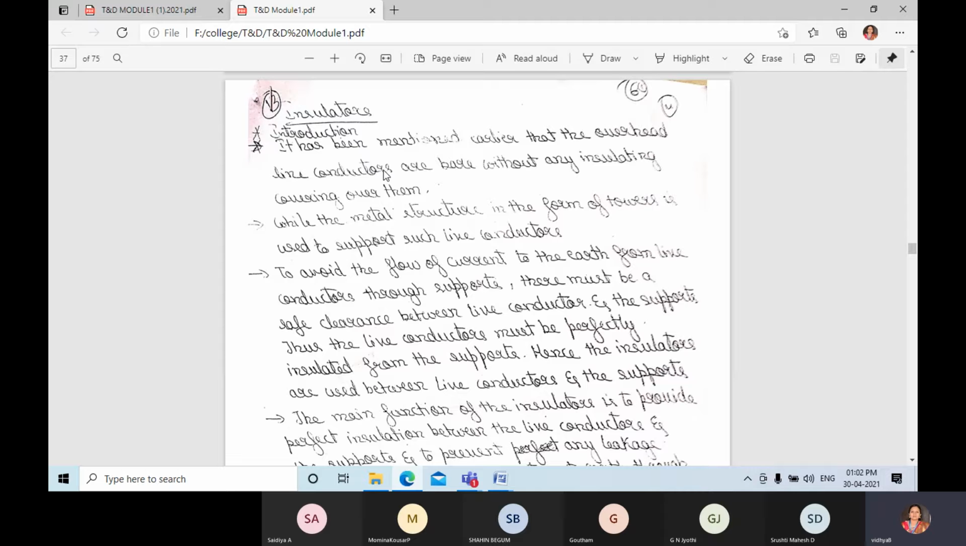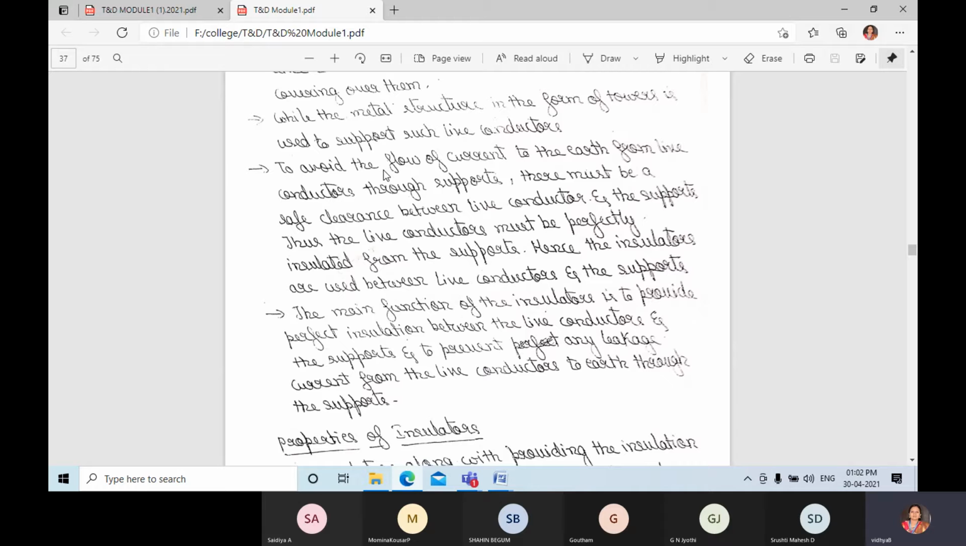We have not insulated the conductors. Overhead line conductors are not insulated. They are bare without any insulating covering over them. So here they use insulators to avoid the flow of current to the earth from the live conductors. The main function of the insulator is to provide perfect insulation between the live conductor and the supports.